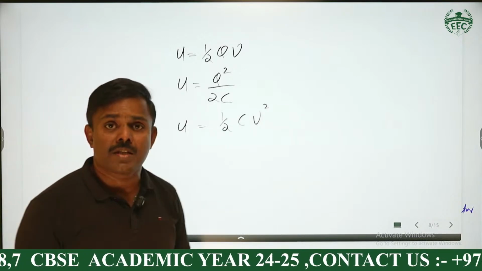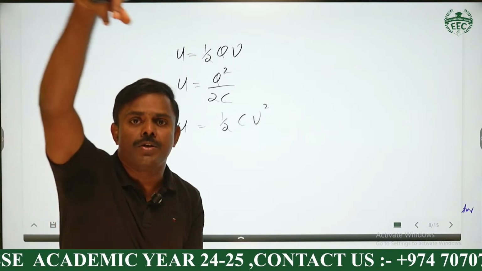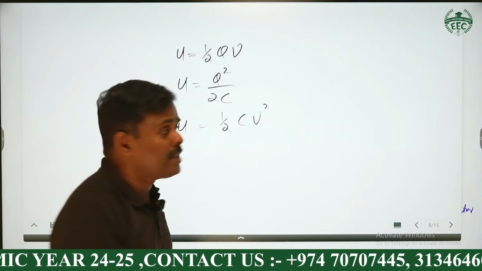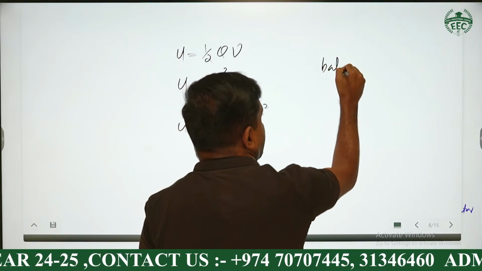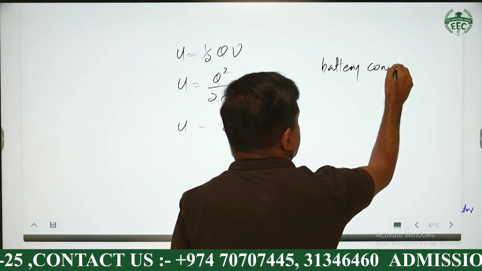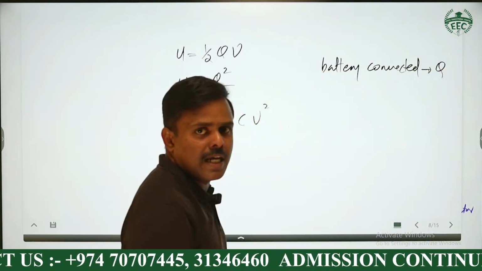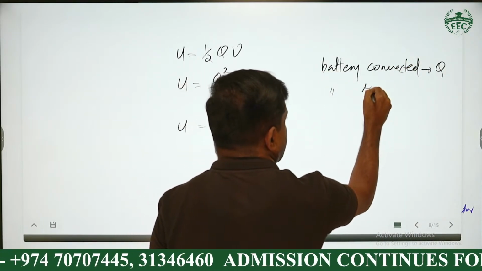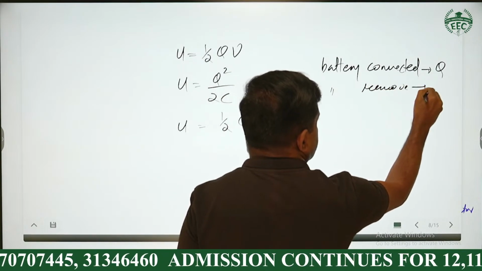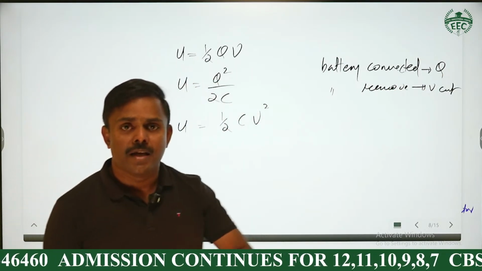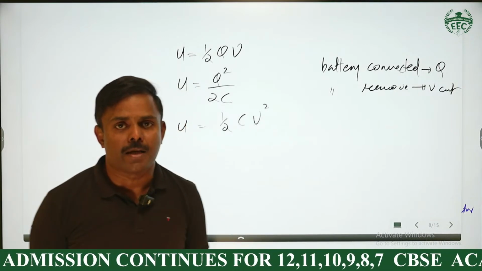And introduction of a slab. When you introduce a slab, capacitance will increase. You can have different questions on it. When battery is connected, if they say battery connected in a question, just know that voltage is constant. If battery removed, that means charge will be constant. Okay, that's all from the first 2 chapters, electric charges and fields, electric potential and capacitance.